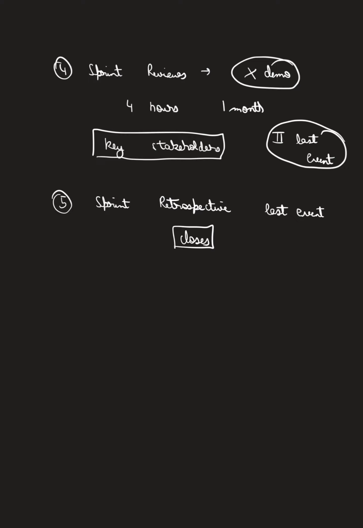What is the time boxing? See, each event is time boxed. You have already seen: sprint is 1 month. Sprint planning is 8 hours for a 1 month sprint, right? Daily scrum was 15 minutes, and sprint review was 4 hours. Sprint retrospective, what do you think? It is 3 hours for a 1 month sprint. And for sprints which are shorter than 1 month, it is usually shorter.